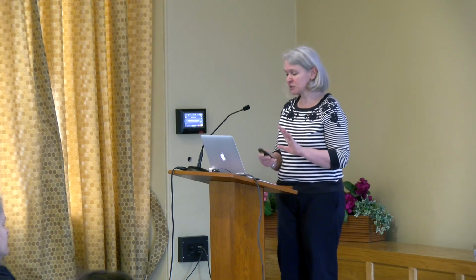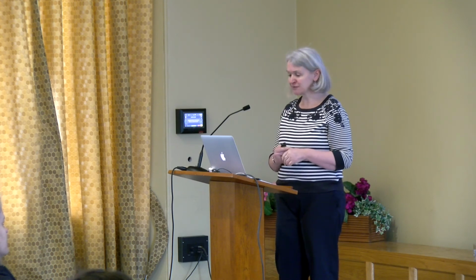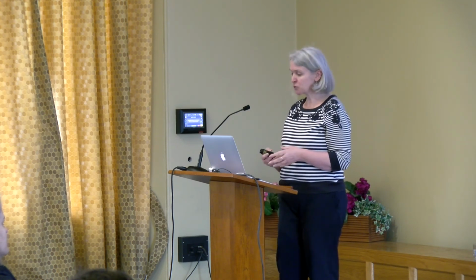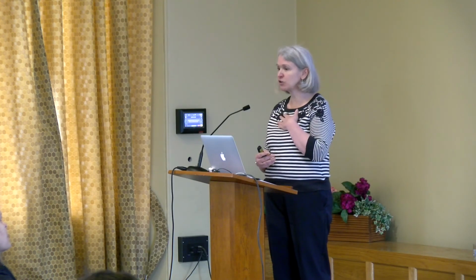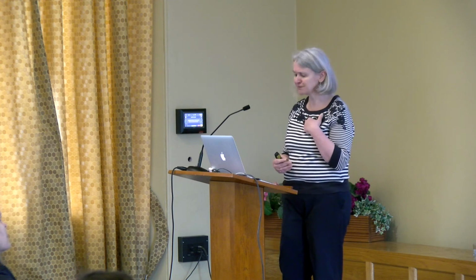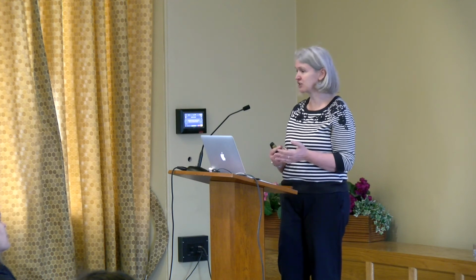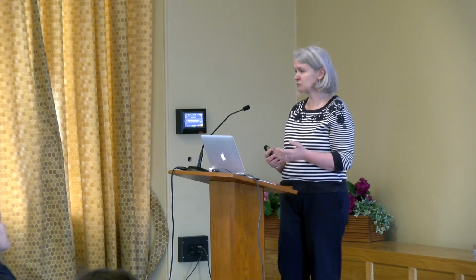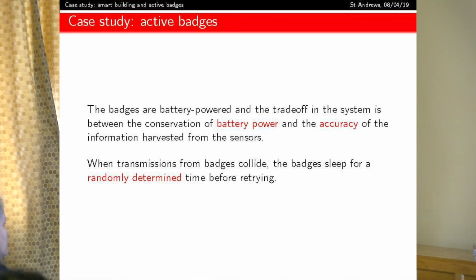In our case, we're assuming active badges worn by people, and they each transmit a unique signal, which can then be detected by the sensors and reported back to a central database, which keeps track of where things are. There are a lot of trade-offs in this system, because the badges are battery-powered, so you don't want them to be broadcasting their location too often, because that will mean their battery runs down. So we want to trade off the battery power versus the accuracy of the information that's harvested. Obviously if they don't broadcast often enough, then we may not actually know where things are, because sensors may completely miss some of the updates.